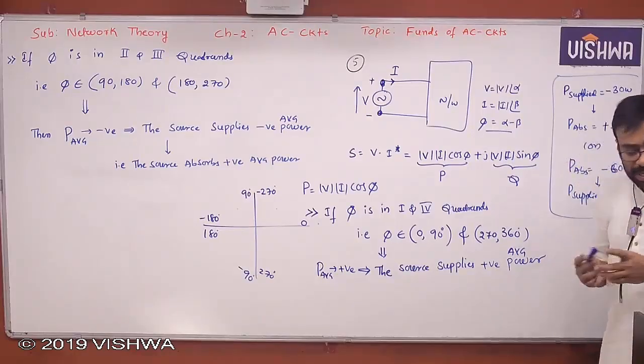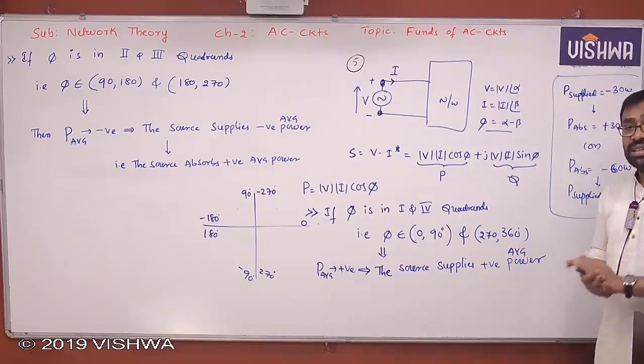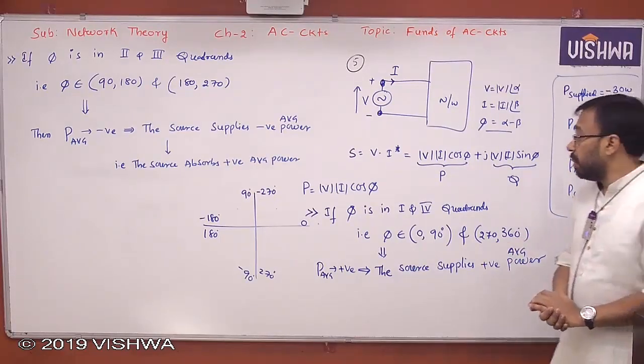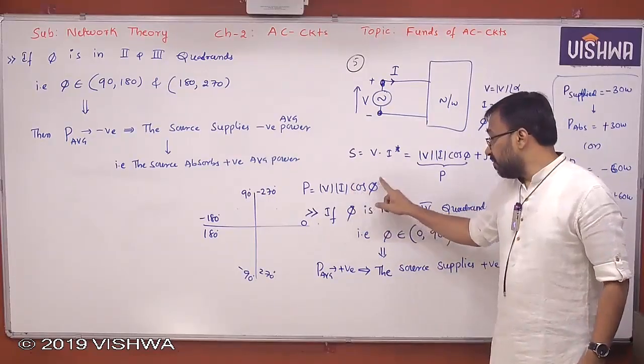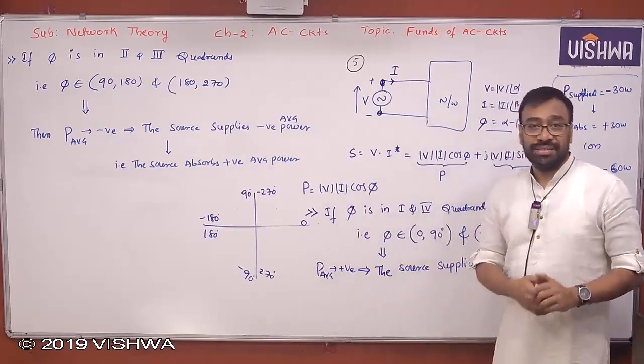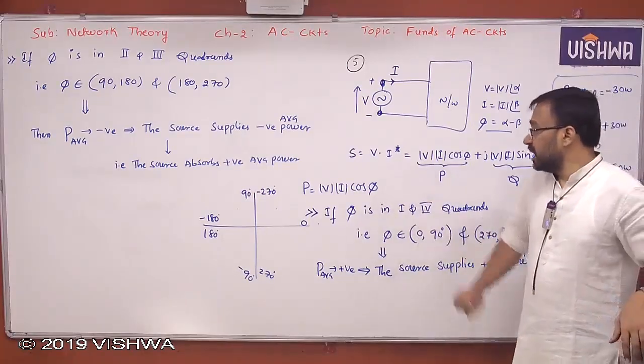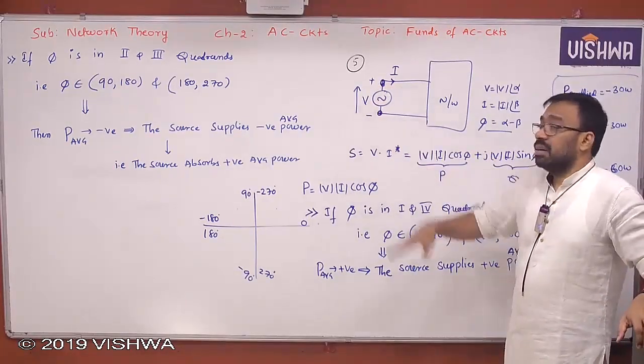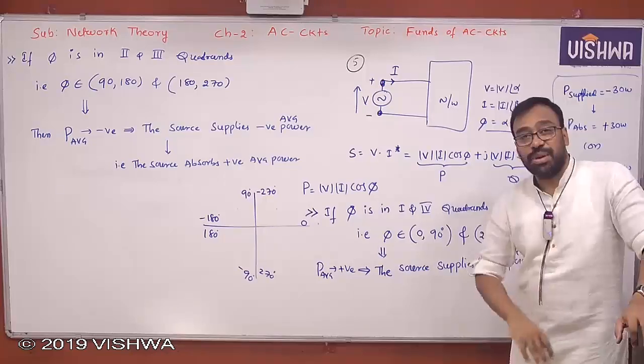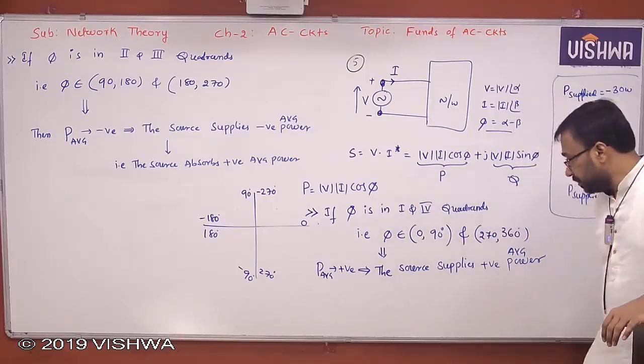Power supplied or absorbed in DC circuits is just V into I, but in AC circuits, cos phi is another factor which is multiplied with V into I. So from that, we need to analyze in a different manner. Angle phi will decide whether this source is supplying the power or absorbing the power. Clear?